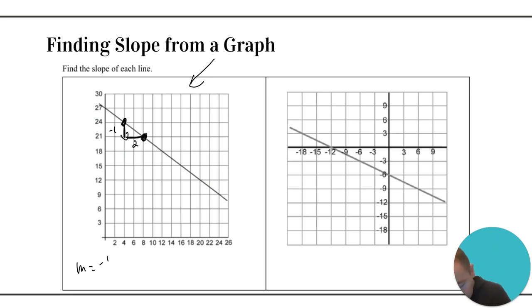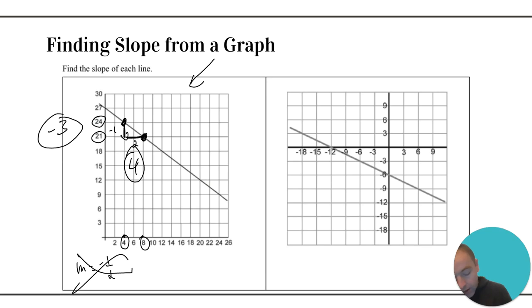But it turns out to not be the correct answer because when you look at the scaling of the graphs, this is at 24 and this is at 21. So in actuality, you're actually going down -3, right? And then also the x scale goes from 4 to 8. So you're actually going over 4. So that wouldn't be the correct slope. The correct slope would actually be -3/4.